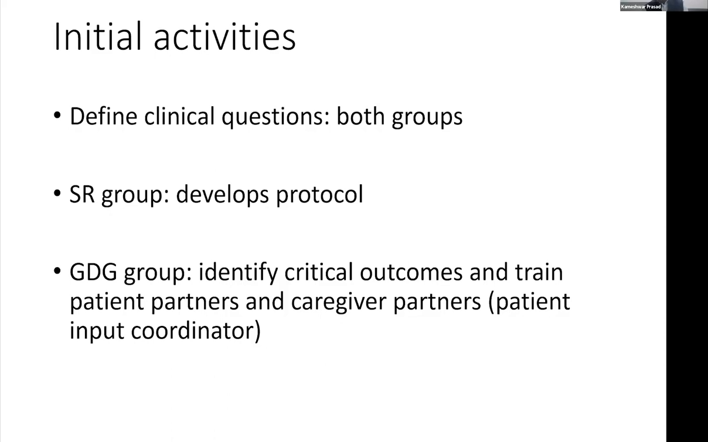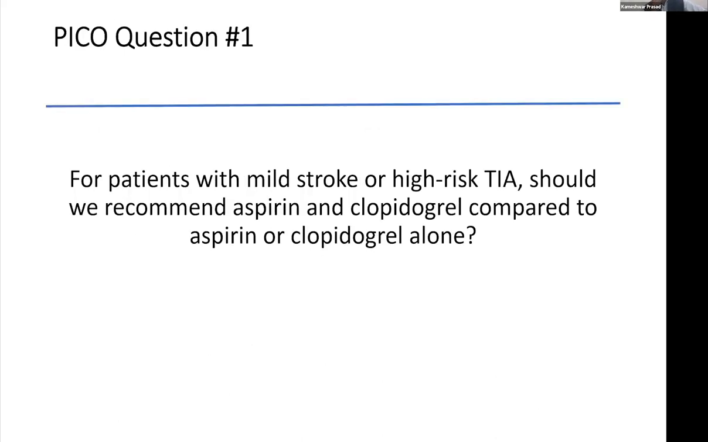Another very important activity which goes on while the systematic review is being developed is to train the patient partners and caregiver partners to understand evidence as much as they can. So there is a very important input from a patient input coordinator, and that's something every guideline development group may like to have. So the question which we had developed was, in patients with mild stroke and high-risk TIA, should we recommend aspirin and clopidogrel combination or aspirin or clopidogrel alone?